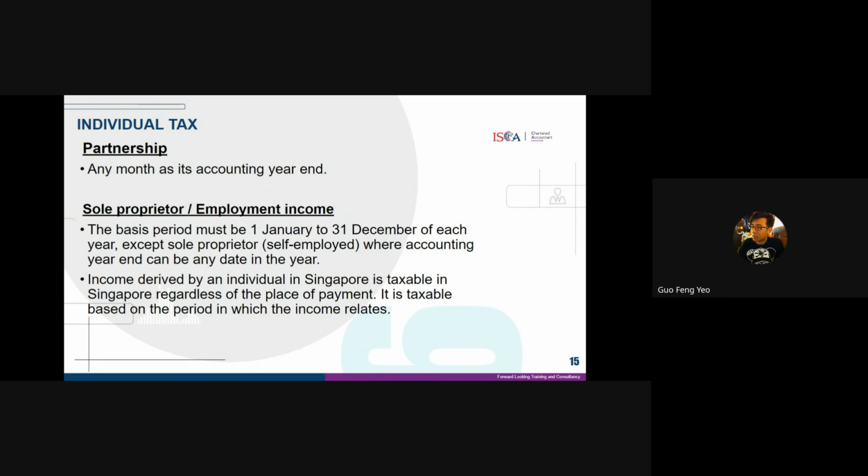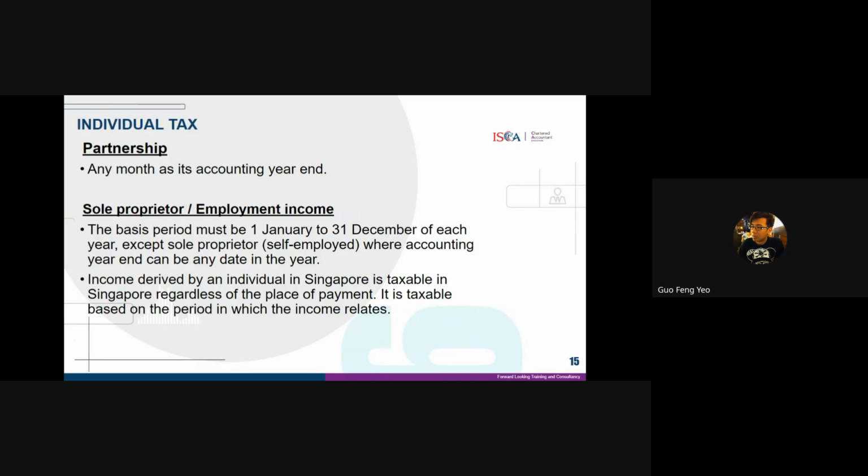In addition, for sole proprietor and employment income, generally, the individual will report those income based on a calendar year, between 1st January to December 31st of every year. For sole proprietor, there is an exception where the sole proprietor can elect to have his income being taxed based on the accounting year end of his sole proprietorship.